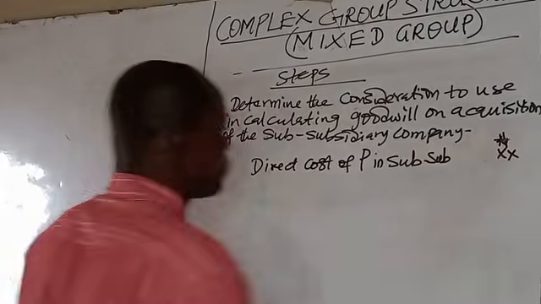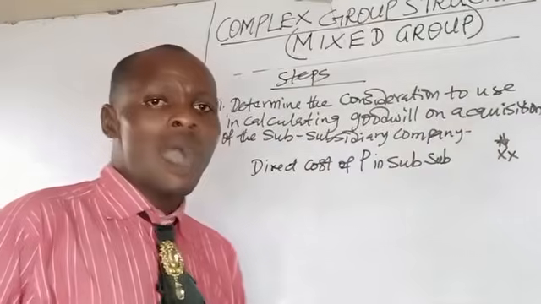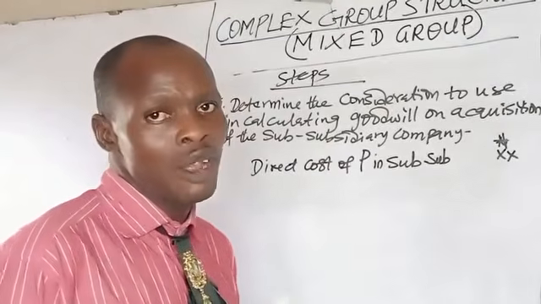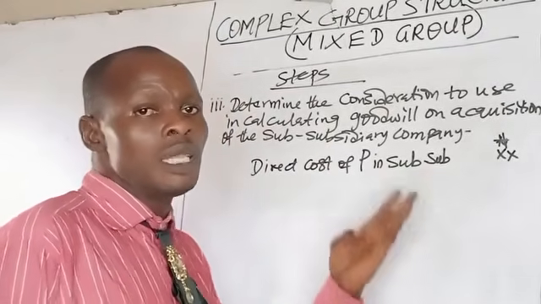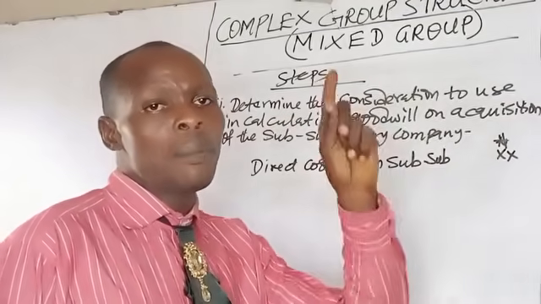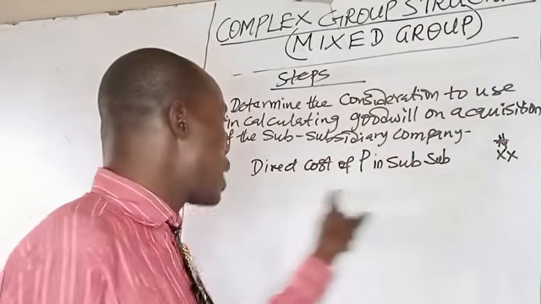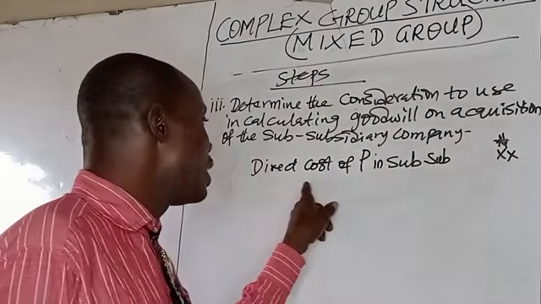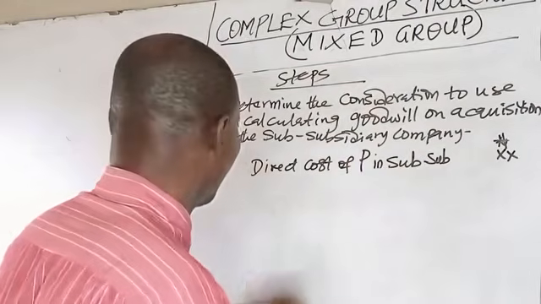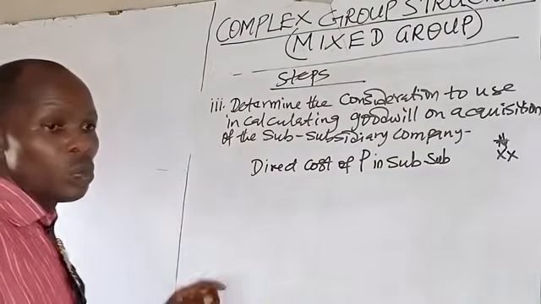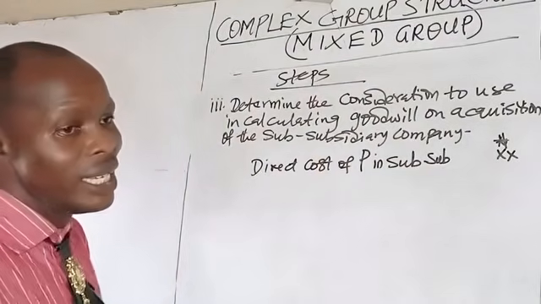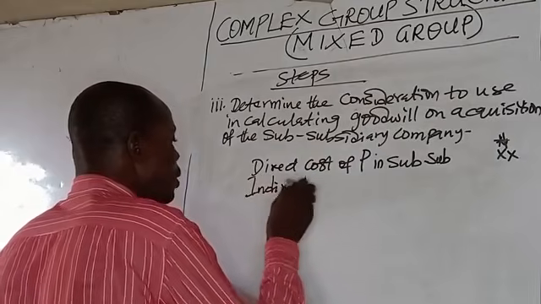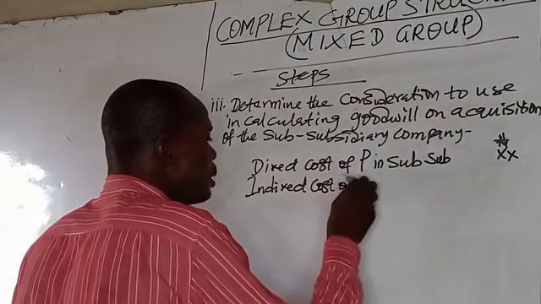That is the consideration the parent paid to acquire its stake in the subsidiary company. Based on my earlier illustration, that is the price or consideration paid by the parent in acquiring the 30% stake. That is what I mean by direct cost. Then you also add the indirect cost of the parent.